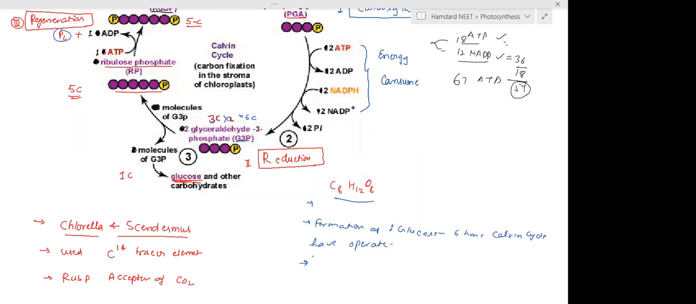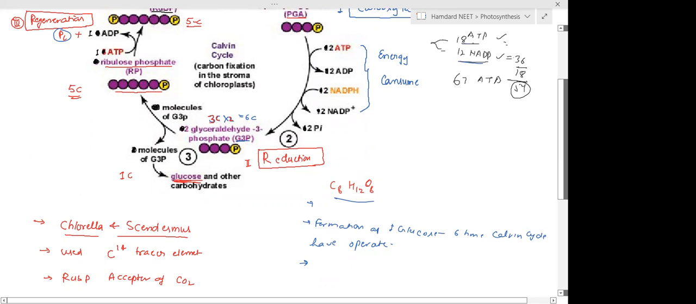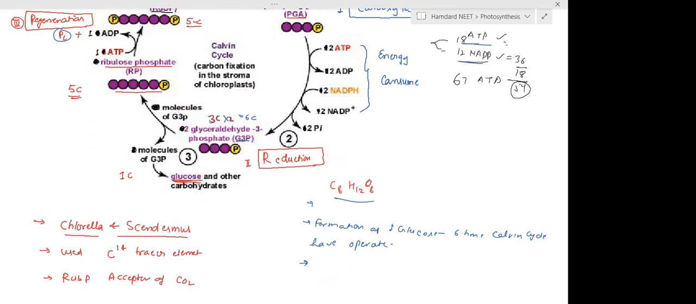And how many NADPH? 12. Right? 12 NADPH. So total 12 NADPH. Here I have written over here, 18 ATP are required in the C3 cycle and 12 NADPH. And I have already told you that 1 NADPH is equal to 3 ATP.